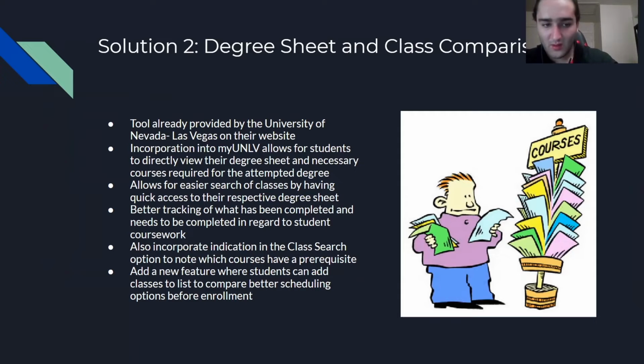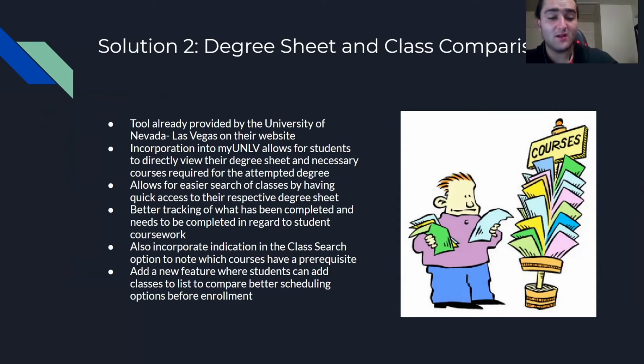This would not require outside assistance as much as it has before. Also, they can take better time to track what has been completed and what needs to be completed with their own degree sheet right in MyUNLV. And we'd also want to add an indicator of prerequisite courses.